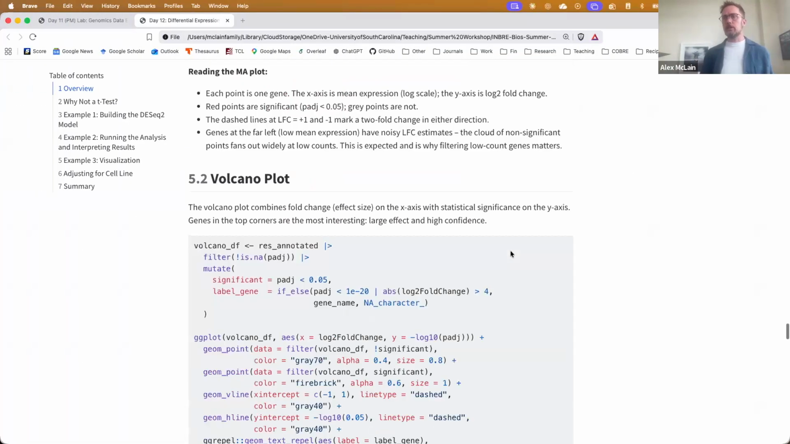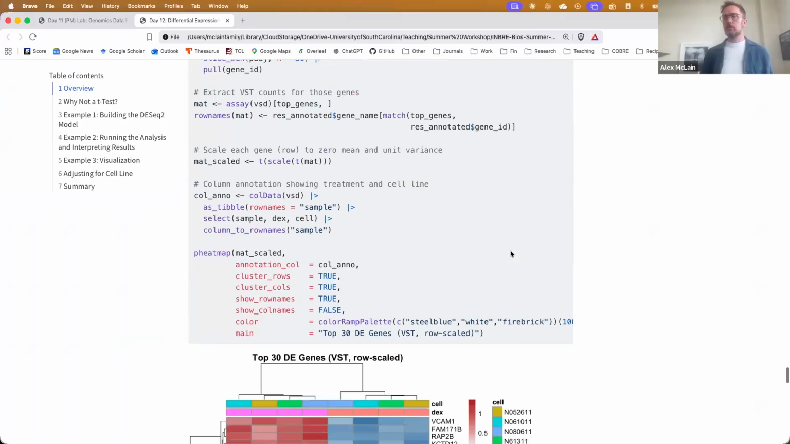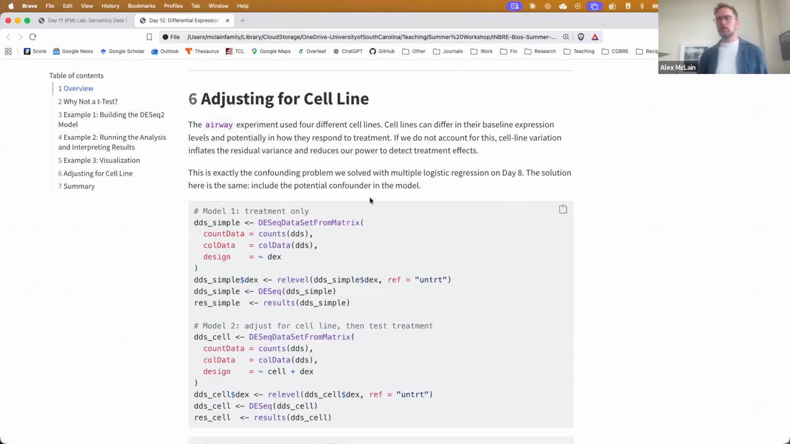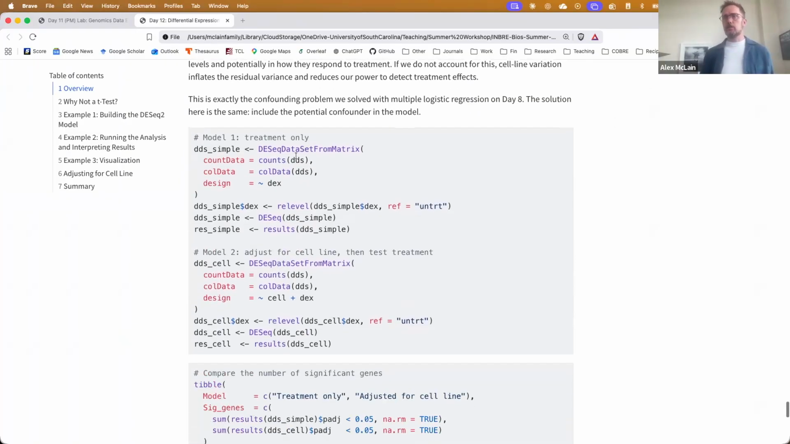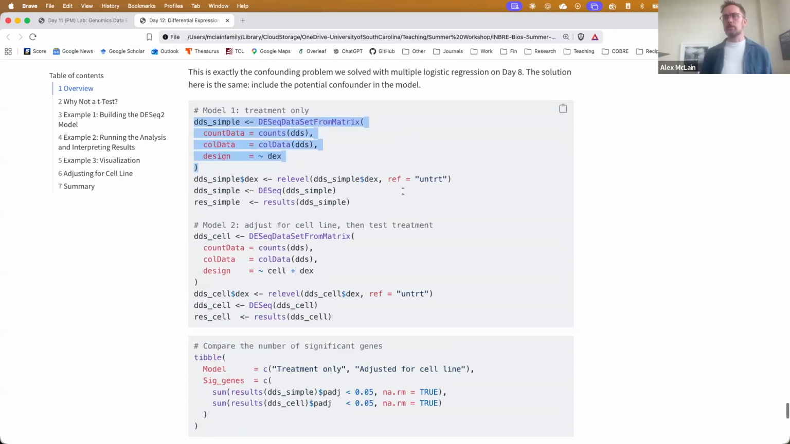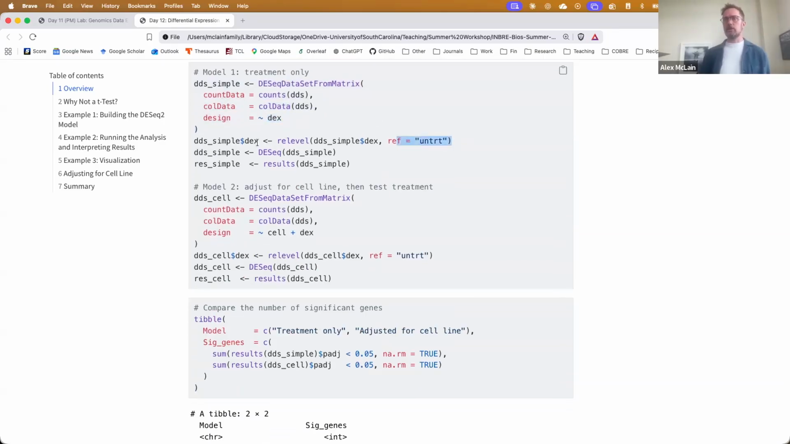How do we do this? Let's go through those. So we're going to the first model we did here. This is creating this in the same way that we have. We have the counts, we have the colData. Our design matrix is DEX. We add the referent level. Okay, we do the simple analysis and the simple results. And this is the same thing that we did before.